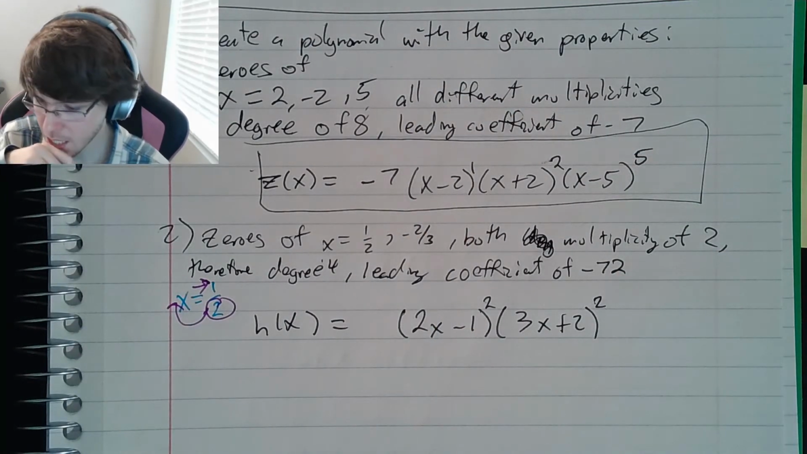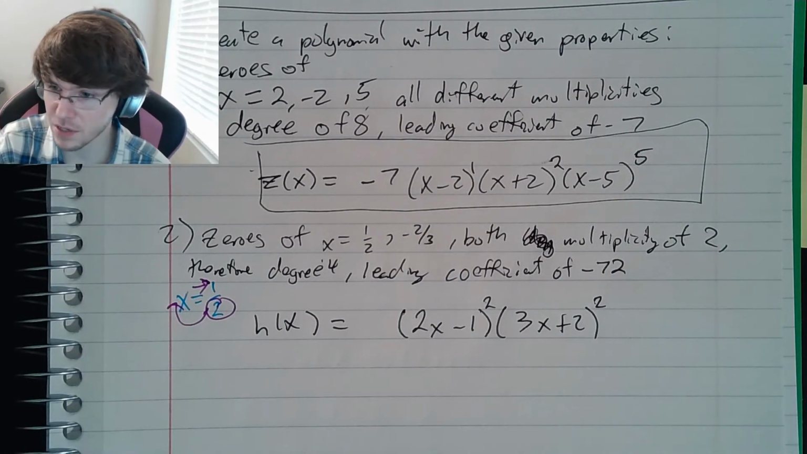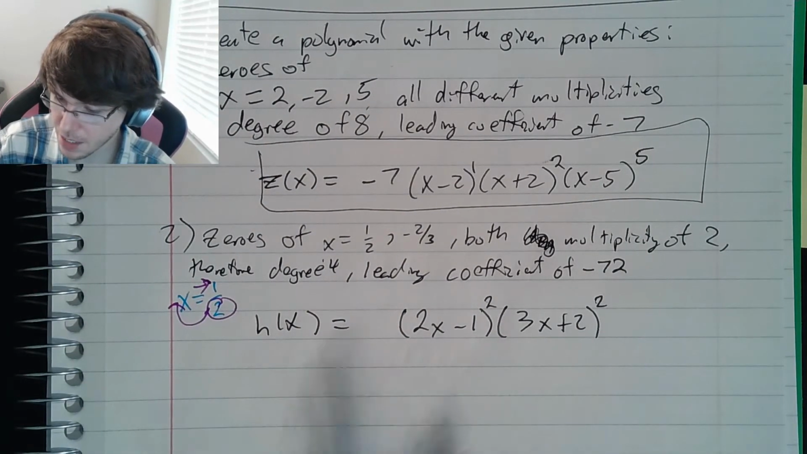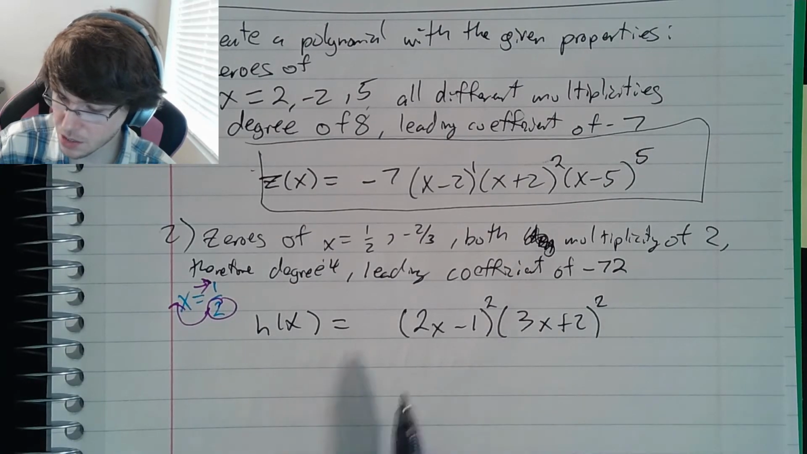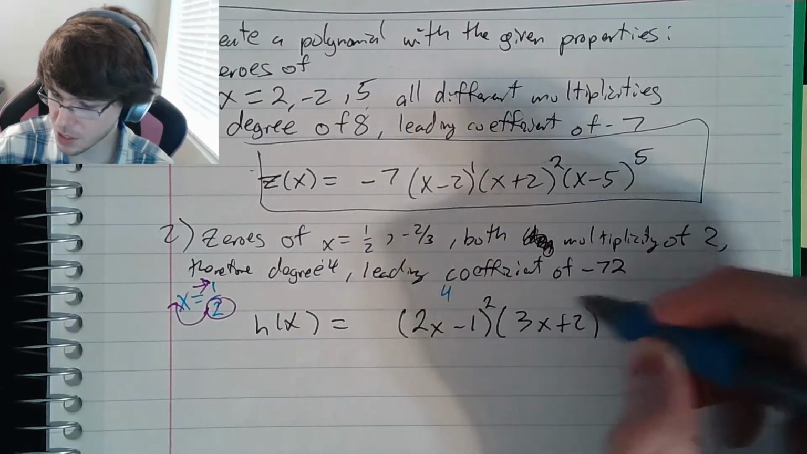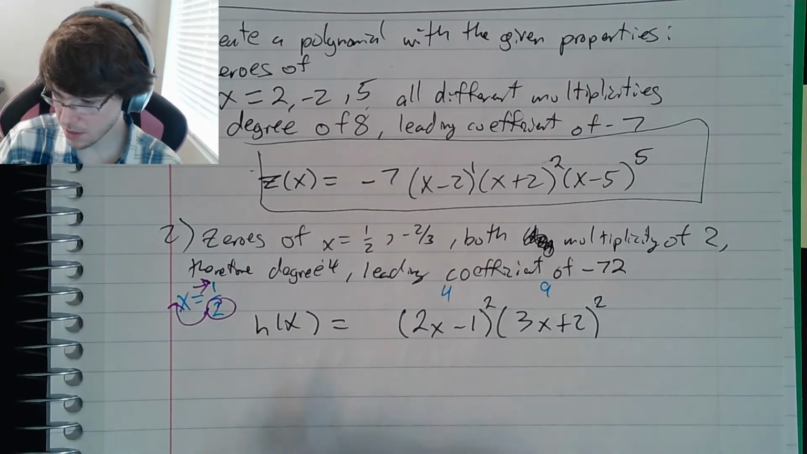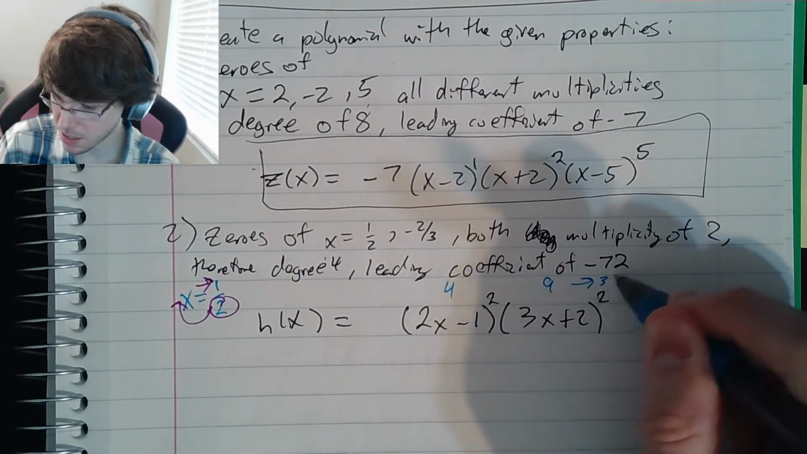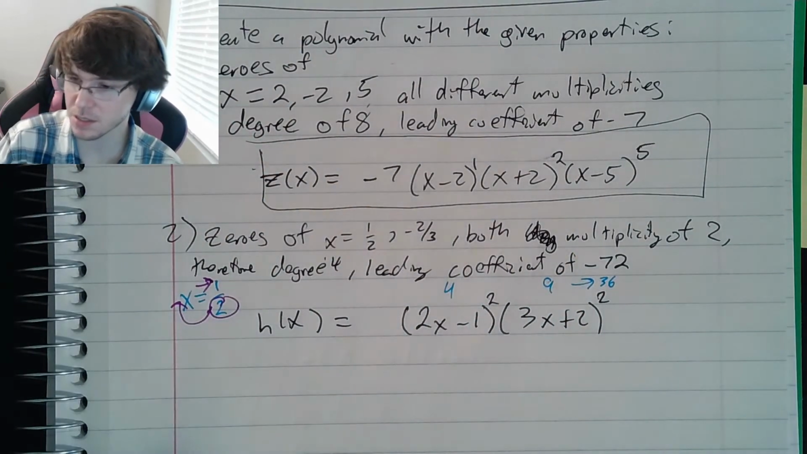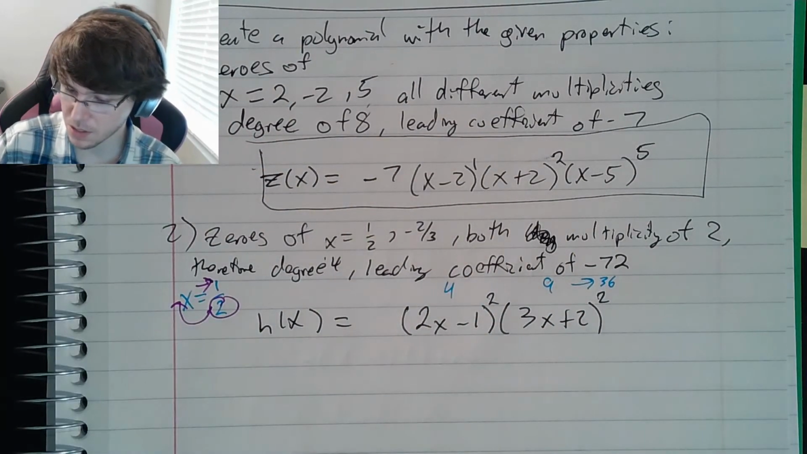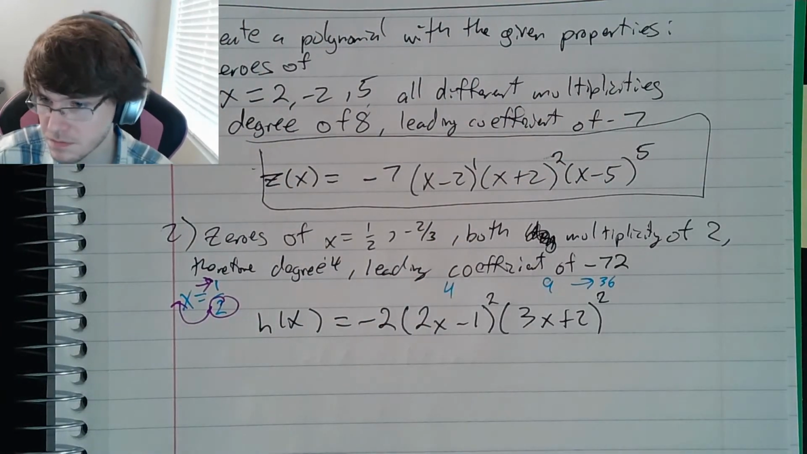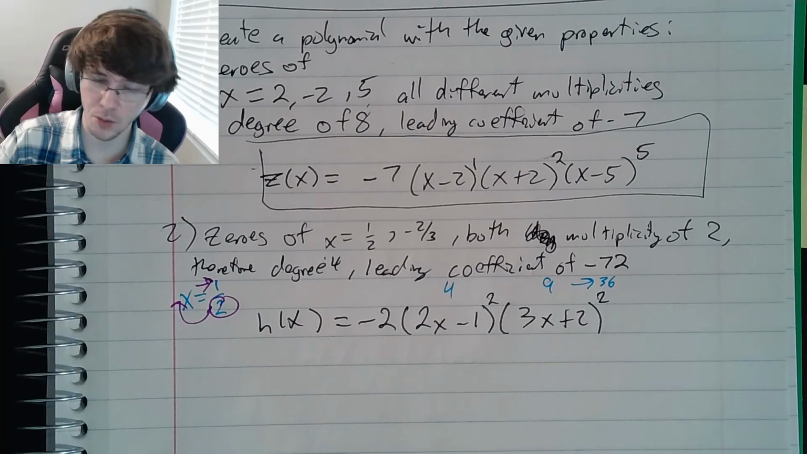Okay. Now we have a leading coefficient of negative 72. First of all, this 2x is getting squared. That 3x is getting squared. So that 2 squared, that's like a 4. That 3 squared, that's like a 9. That overall, 4 times 9 is 36. But we want this to be negative 72. So what number times 36 is negative 72? Turns out that you need to multiply by negative 2 in the front. It's a little bit of guess and check, a little bit annoying.